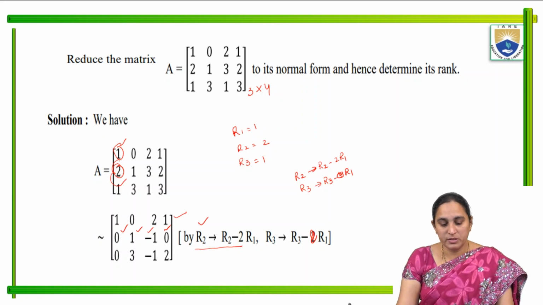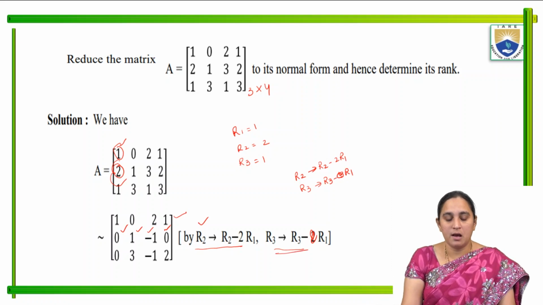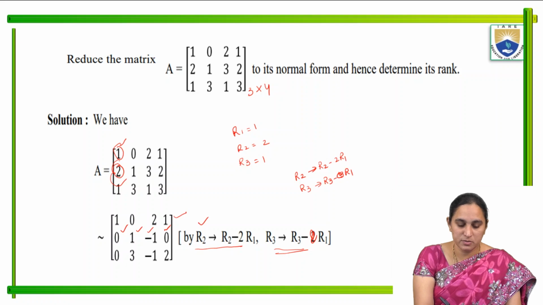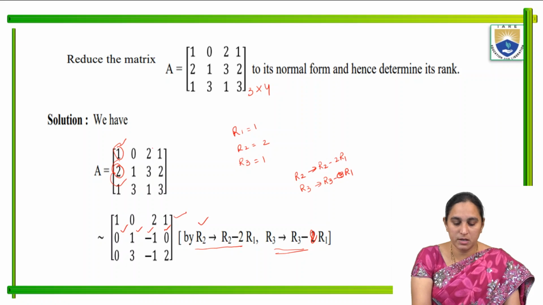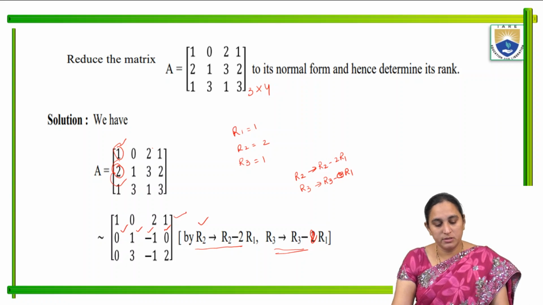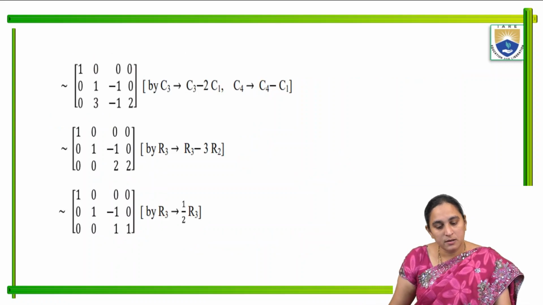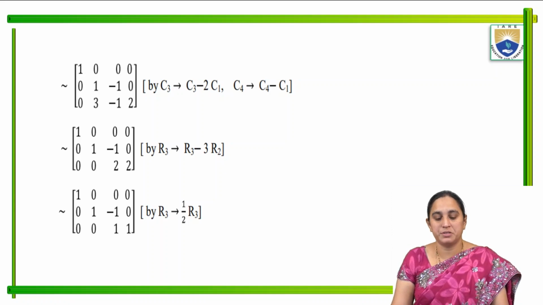Similarly, with respect to R1 again, I'll make the first element of R3 zero. For that, the row operation is R3 tends to R3 minus R1. So 1 minus 1 is 0, 3 minus 0 is 3, 1 minus 2 is minus 1, and 3 minus 1 is 2. With these row operations, the first elements of R2 and R3 are zeros. Now we have to verify the next possibility. For that, I'm taking the column operations.